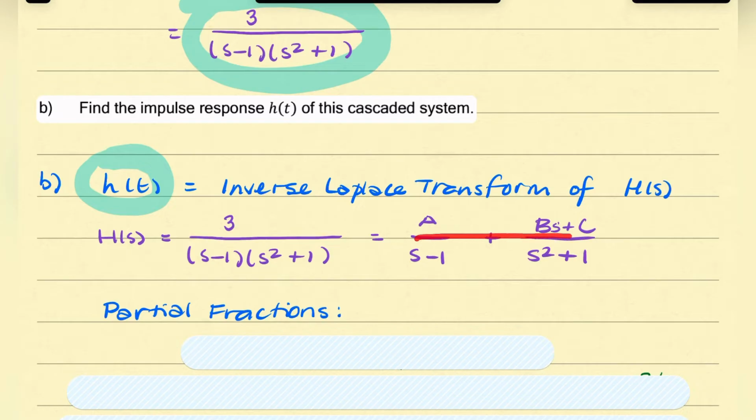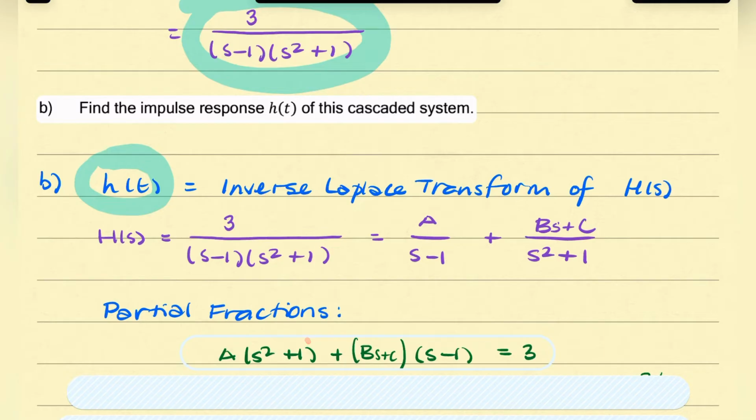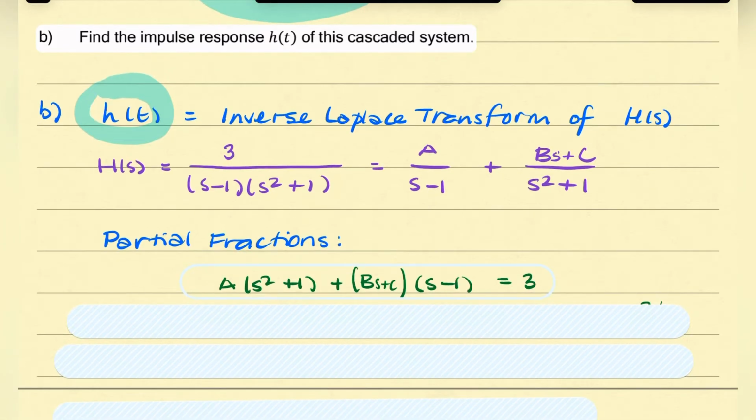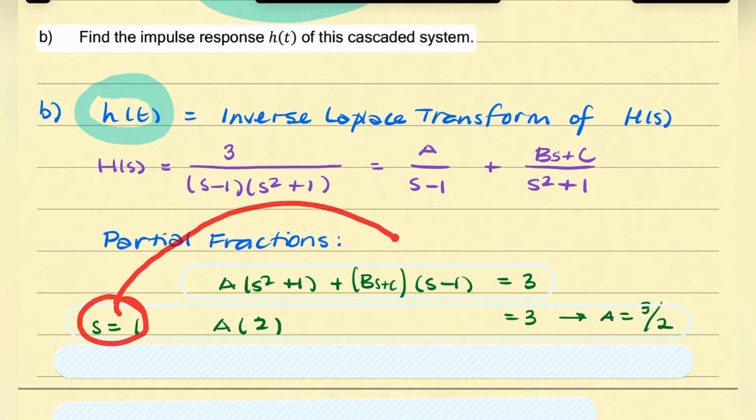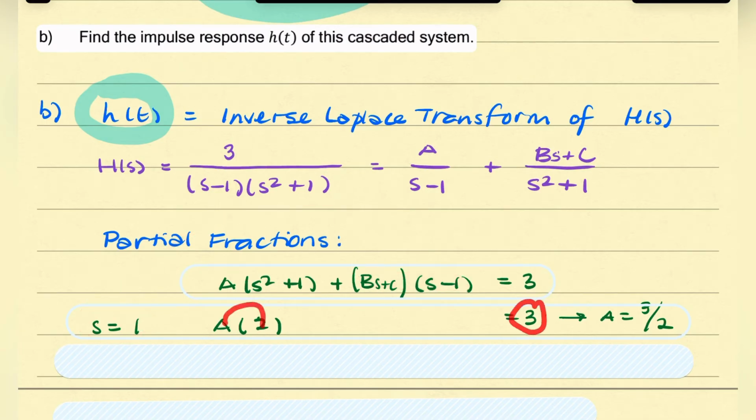So unify the denominators and try to write this as an expression. So you've got a multiplied by s squared plus 1 plus bs plus c multiplied by s minus 1 equals 3. Different ways of doing partial fractions. The way I prefer is to just choose values for s that will make this easy to simplify. So I'll choose s as being minus 1, so that becomes 0, and you have 2 times a is 3. So that gives you a value for a.